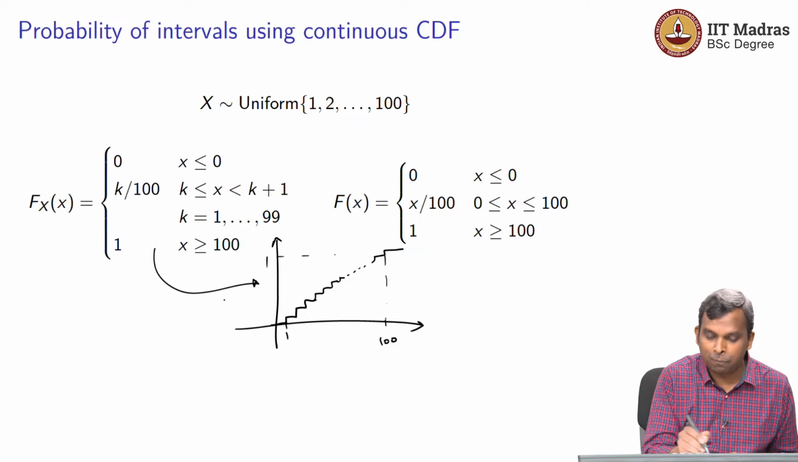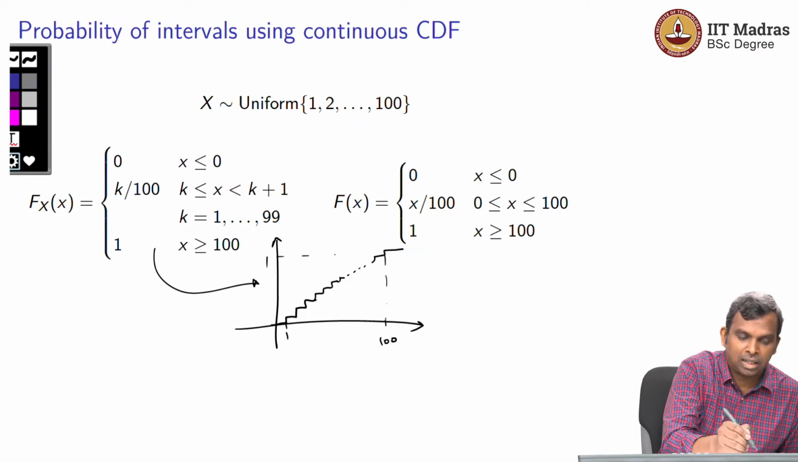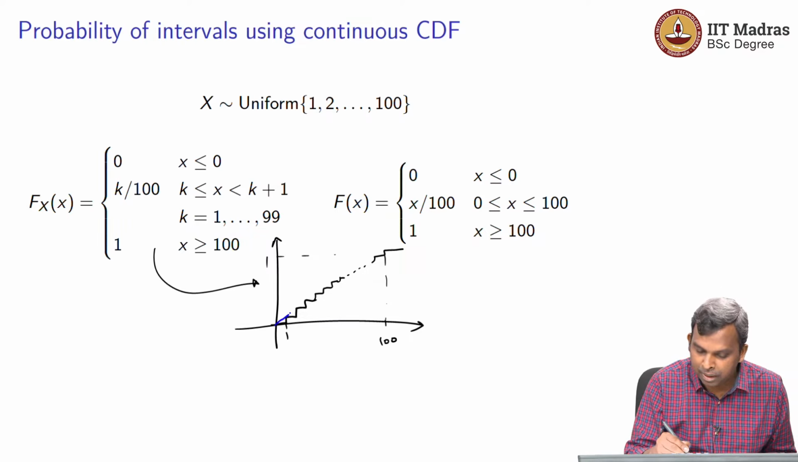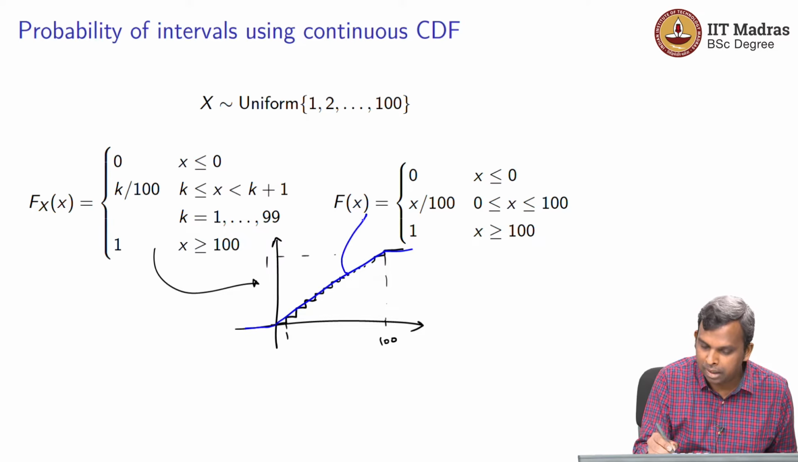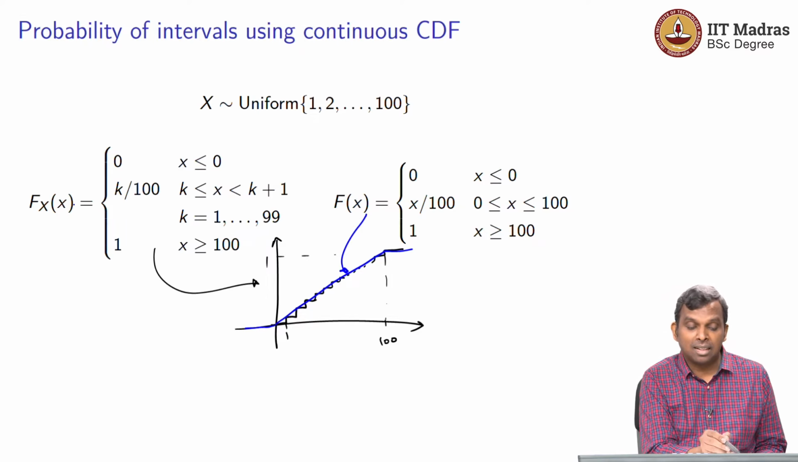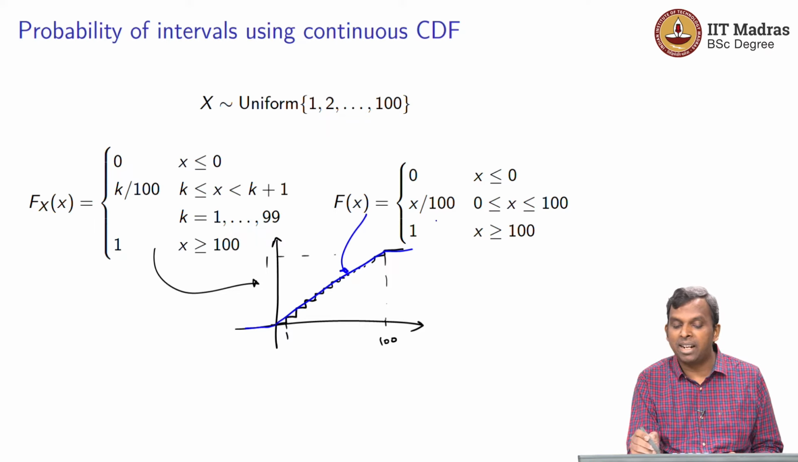Now, if I do a change of color, maybe blue, this guy is simply going to be a straight line like this, right? So you see here how this discrete CDF for the uniform distribution between 1 and 100, and this continuous CDF that I had, where I just had x by 100, is a nice approximation. They are very close, isn't it? Depending on the scale you look at, they are really close.